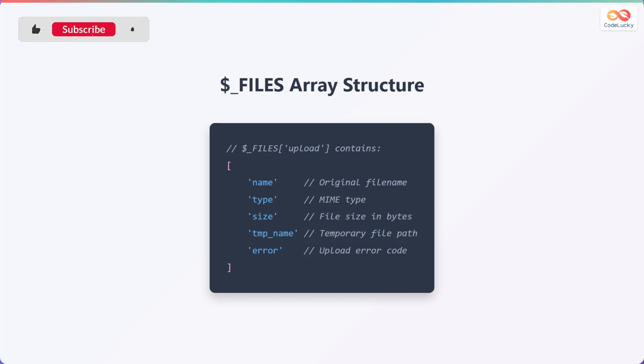Let's take a look at the structure of the $_FILES array. When a file is uploaded via a form with the input name upload, PHP populates the $_FILES array with information about that file. The $_FILES['upload'] array contains several keys: name, which holds the original file name; type, which specifies the MIME type of the file; size, which indicates the file size in bytes; tmp_name, which provides the temporary path to the uploaded file on the server; and error, which stores any upload error codes.